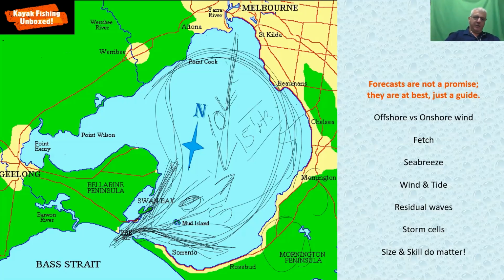So if you're fishing at the bottom end of the bay, be aware of when the tide's going to change, what the wind is doing, and where you're situated. You don't want to be stuck out in the middle here with the wind against the tide.